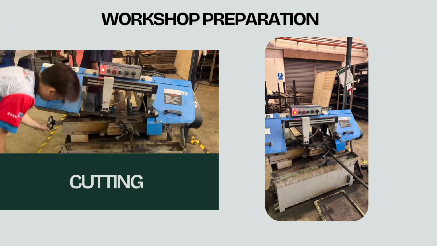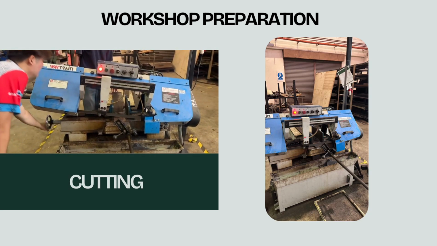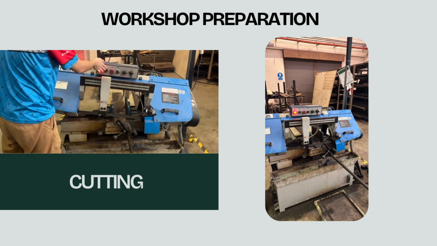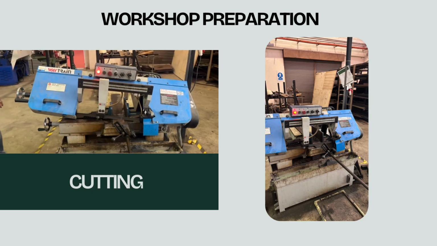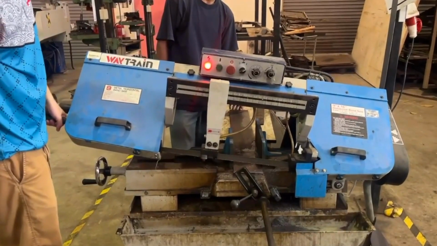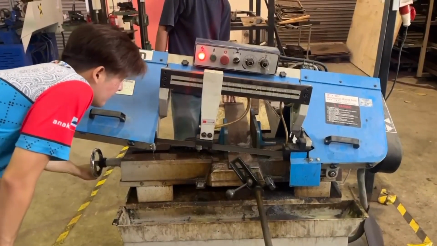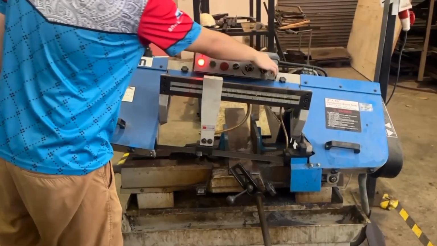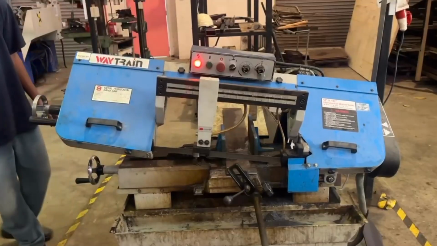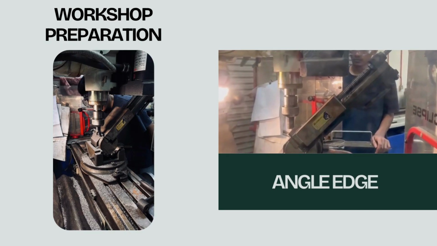This video shows the preparation of the welding sample. At this stage, the welding sample preparation is carried out in the workshop. First, the base metal is cut to the required size. After cutting, the edges of the sample are angled to prepare the joint geometry for welding.